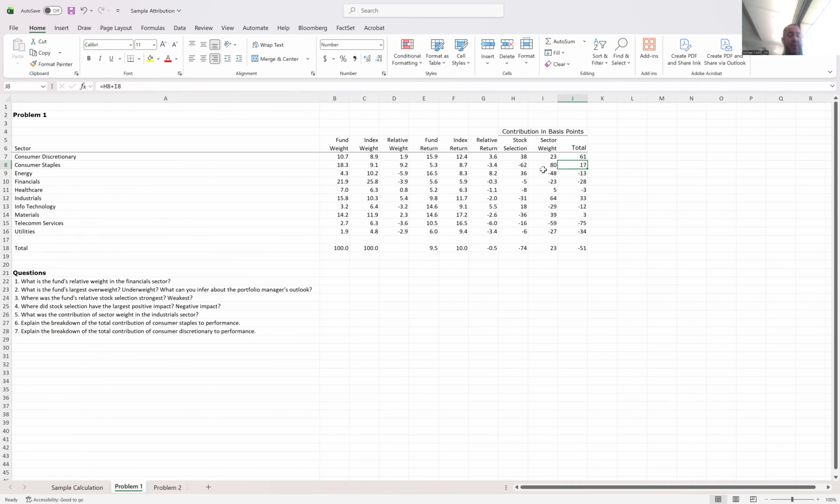Explain the breakdown of total contribution to consumer discretionary. Consumer discretionary benefited from, now I'm looking at it, an overweight. They benefited from an overweight as well as positive stock selection within the discretionary space. So that was kind of like a double win there, right? Their overweight helped. Again, how do I read that? 10.7 greater than 8.9. And their stock selection helped. When we look at that, fund weight multiplied by the relative return. So that's what we're getting from the stock selection.